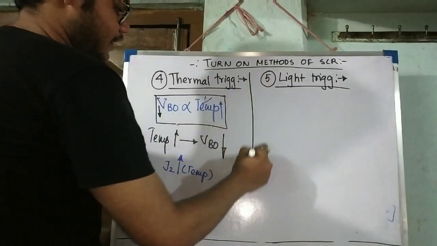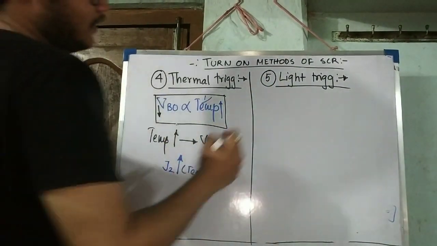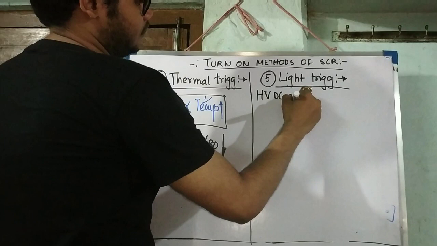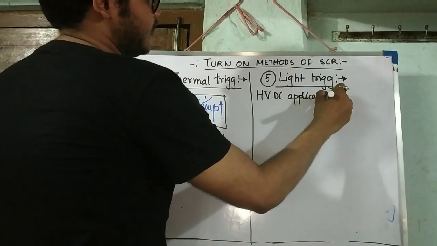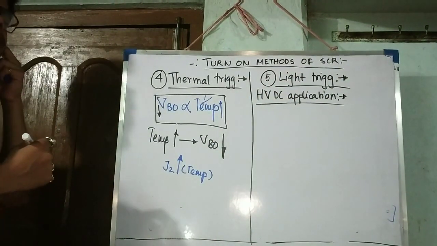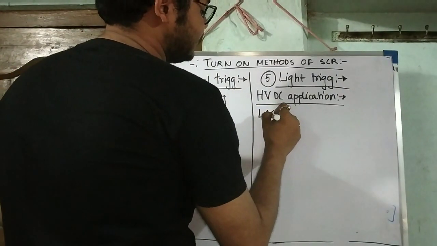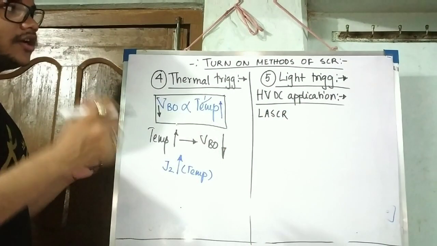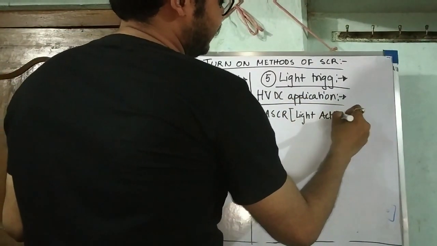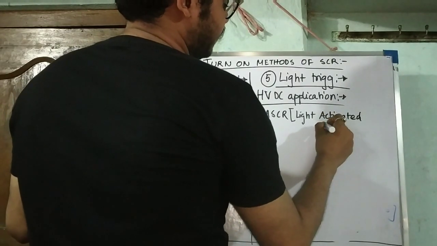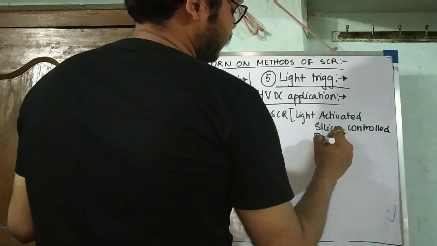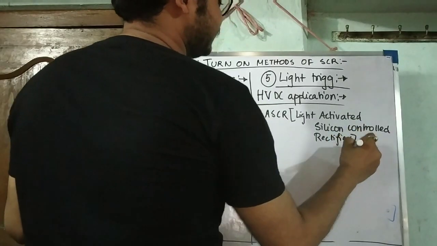And in the case of light triggering, first of all, this is used in HVDC applications. In HVDC application, you have this triggering method, and that kind of SCR which is used in light triggering will be called as LASCR, Light Activated Silicon Controlled Rectifier.